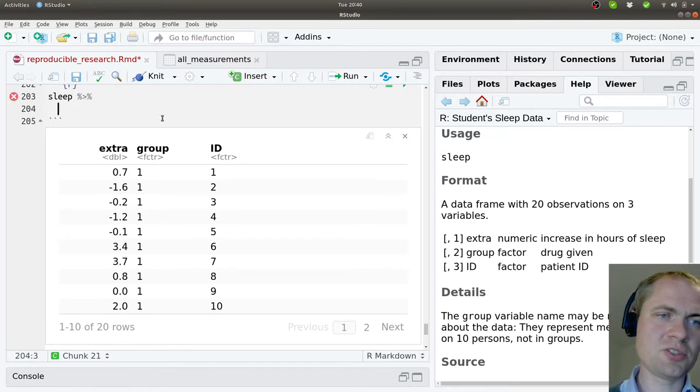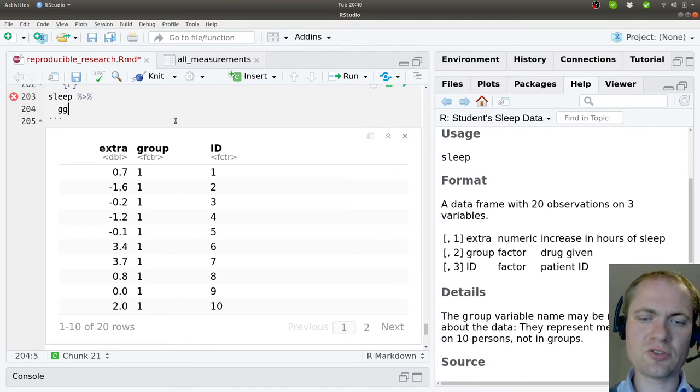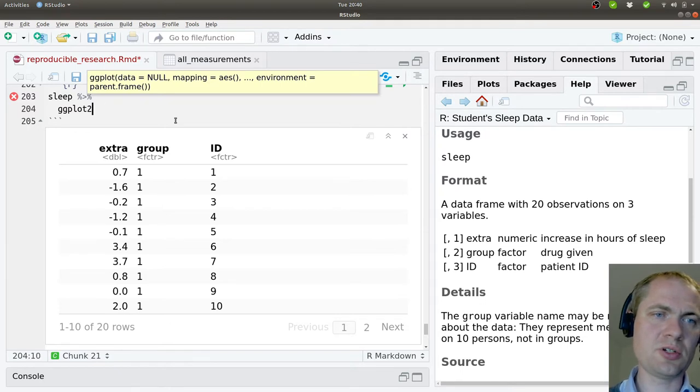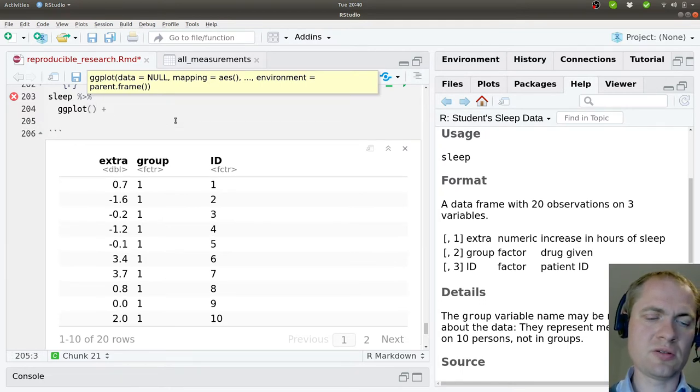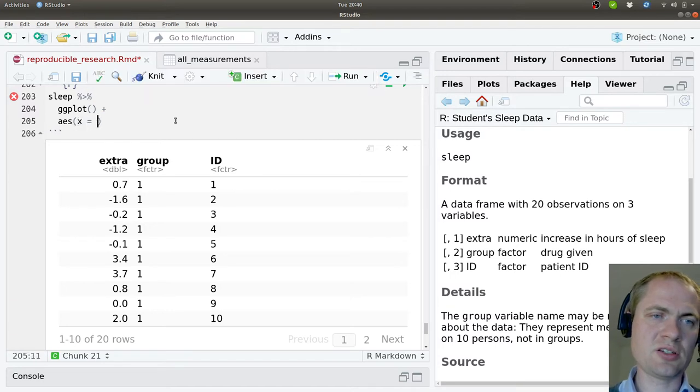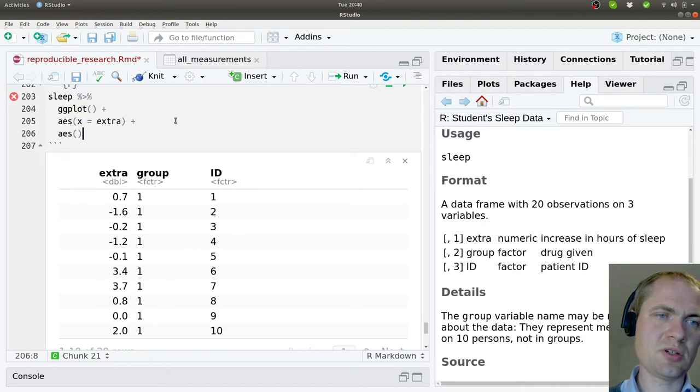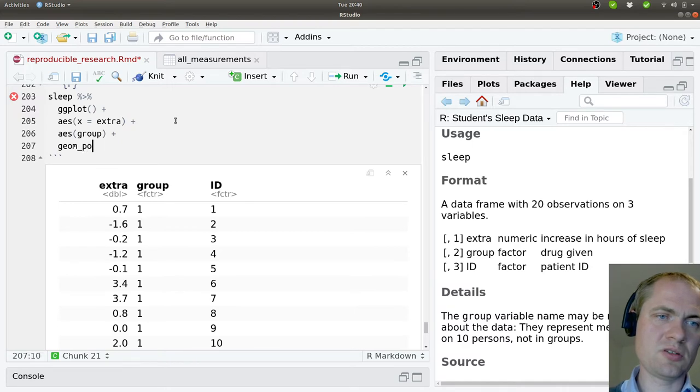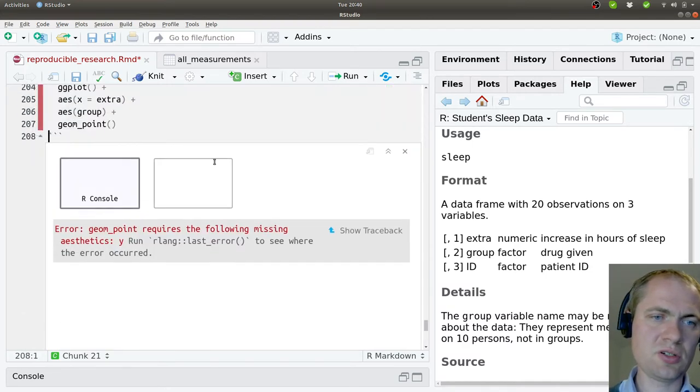As for all statistical analysis, if it's possible, I suggest to actually plot the data initially, and then you can try to use some kind of statistical method to assess the difference afterwards. So let's put this into ggplot, and specify what we want on the x-axis. I think that should be the amount of extra sleep. And on the y-axis, I'll put the group. And we can just use a geom_point initially.